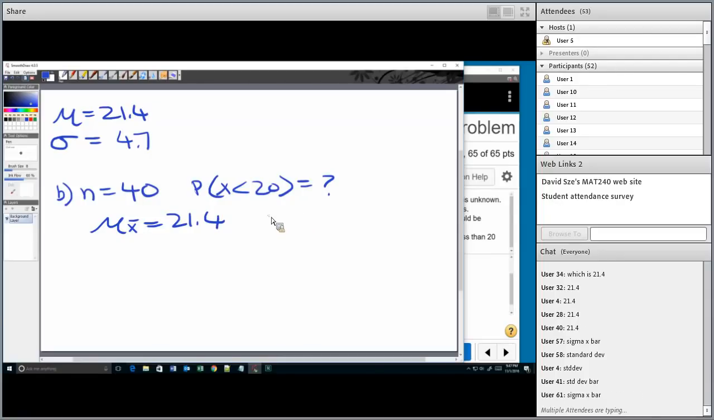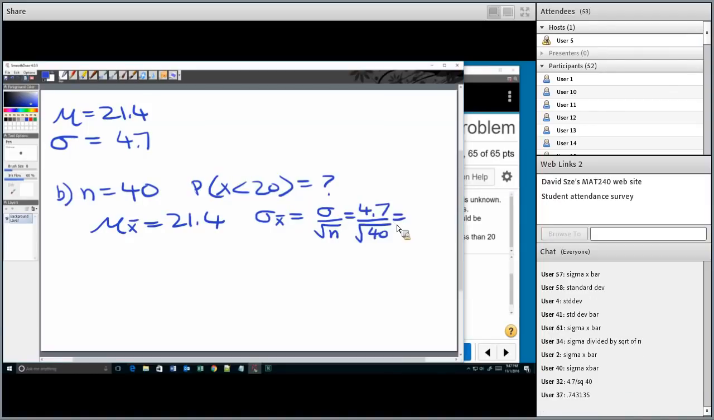Standard deviation of x bar, sigma x bar. What is that equal to? Sigma divided by square root of n. Kathleen is absolutely right. Sigma divided by square root of n. 4.7 divided by square root of 40. Yes. Let's find what this is.